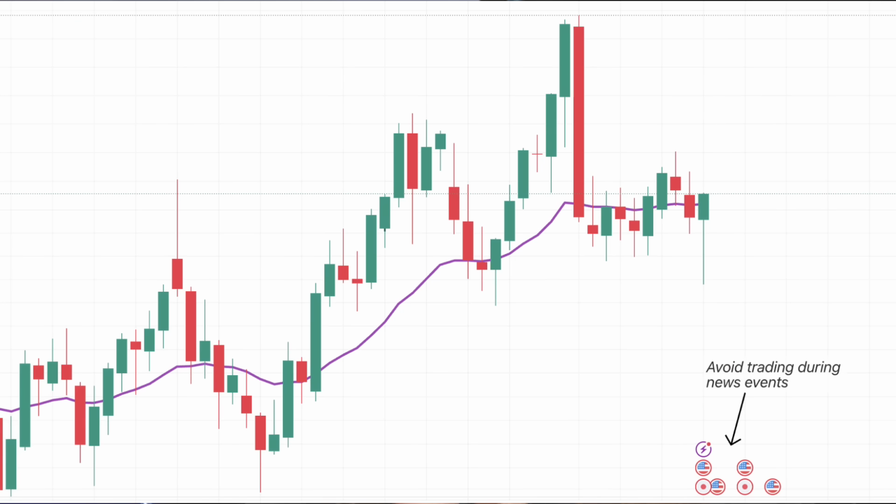And the other thing is you want to avoid trading during major news events. So many traders get caught out so quickly with news and the volatility that happens after a major news event. So avoid trading altogether during major news events unless you're more experienced and you know what you're doing. So I want to show you a real example.